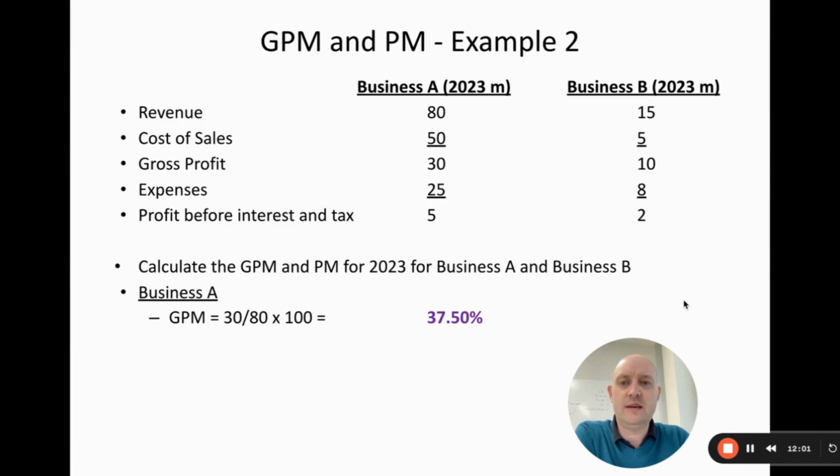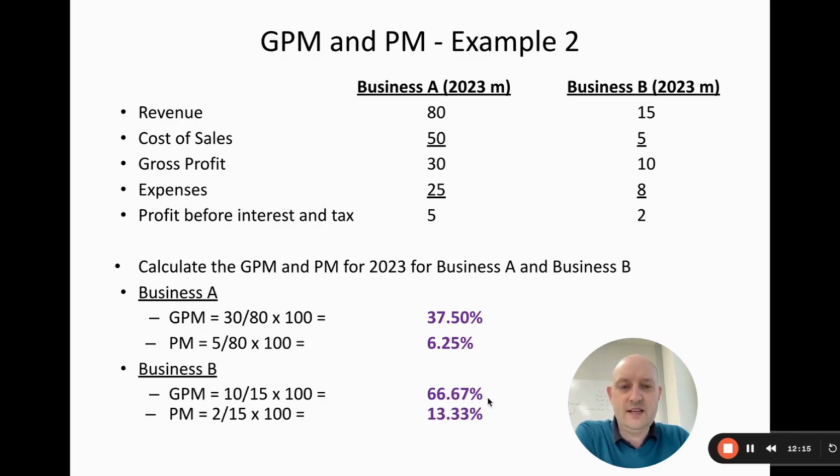So again, we just follow the same system. For business A, we do the 30 divided by 80 times 100. For the profit margin, we do the 5 divided by the 80. And we get 37.5 and 6.25%. Doing the same for business B, we get 66.67% and 13.33.